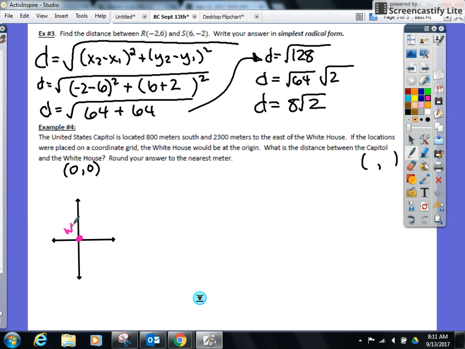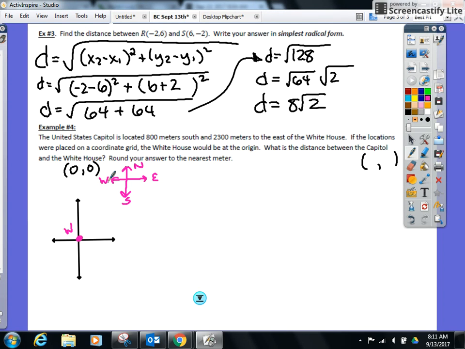Okay, ready? Where is the Capitol located from the White House? Ready? 800 meters south and 2,300 meters east. So 800 meters south, 2,300 meters east. And if you guys need help, here you go. Where everything is.